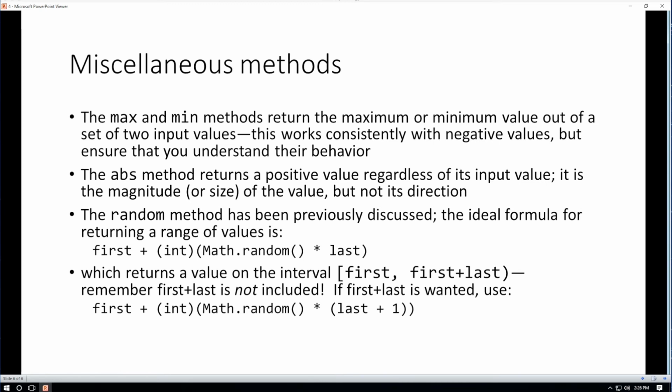After the multiplication has occurred, we will have a value in the range 0 to 100.999 maximum. Truncation will give us a value in the range 0 to 100. Add that to first, which is 0, and we now have a range 0 to 100.